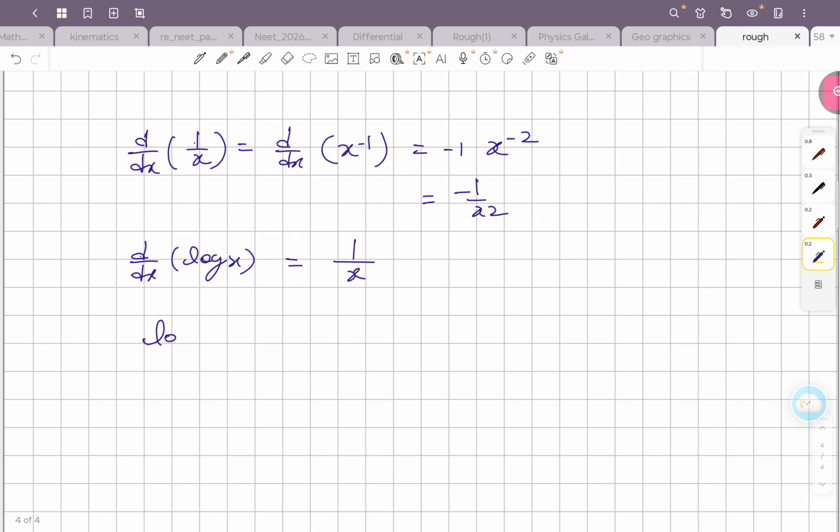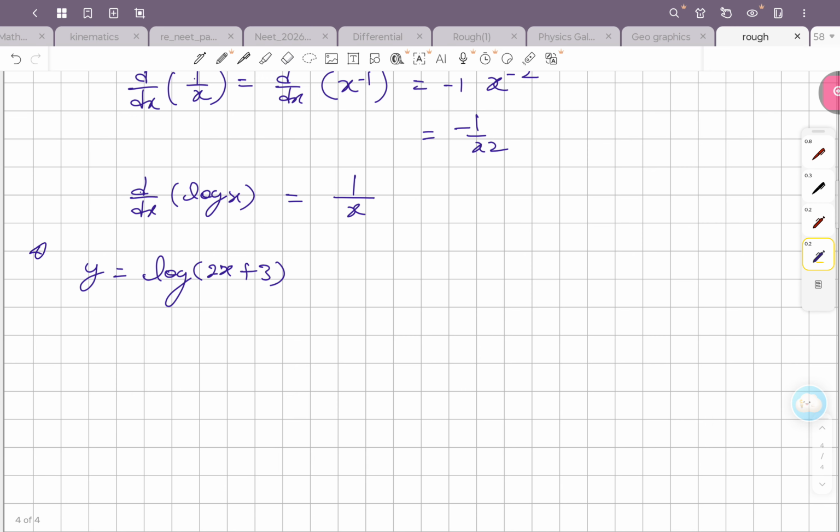Suppose that you are given log(2x + 3). How can you differentiate this one? dy/dx: assume 2x plus 3 is x, but it is different, so again we differentiate this part, which gives 2. So this is 2 by (2x + 3). Fine.